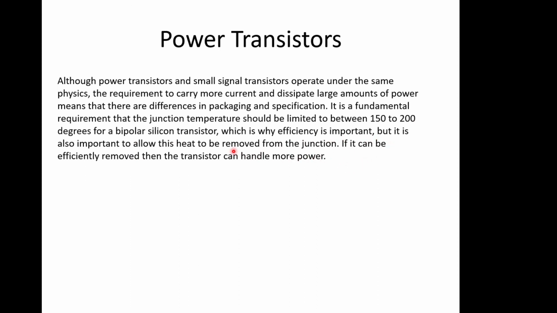But it's also important to allow this heat to be removed from the junction. If we can actually get that heat away, then we can operate with higher currents going through it. So cooling is an important thing. And if we can remove the power from the transistor, or the heat from the transistor, then the transistor can actually handle more power. So active cooling, if you're into gaming, quite often people will soup up their computers with very active cooling systems around the processor to try and pull all the heat out so they can overclock it.